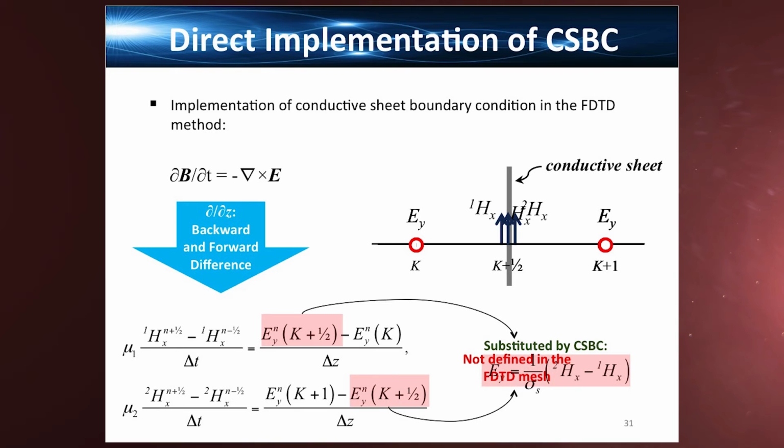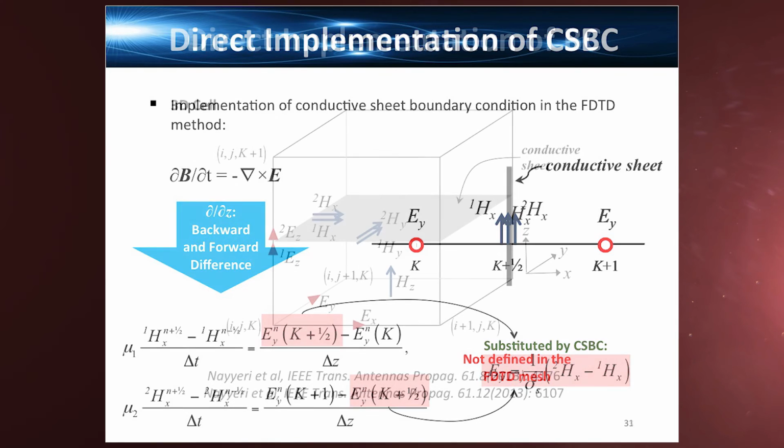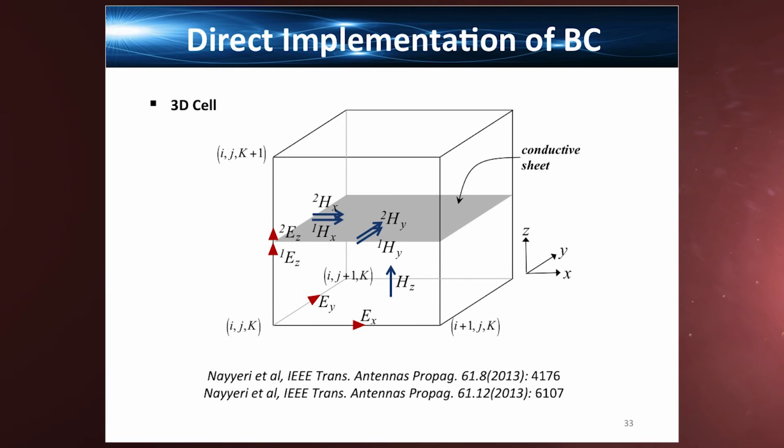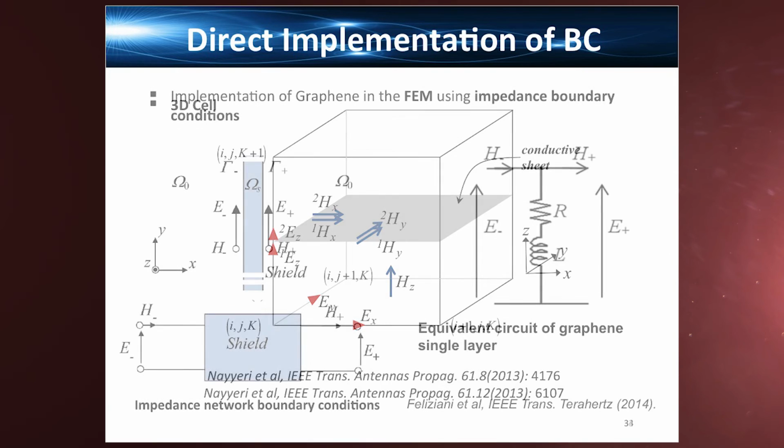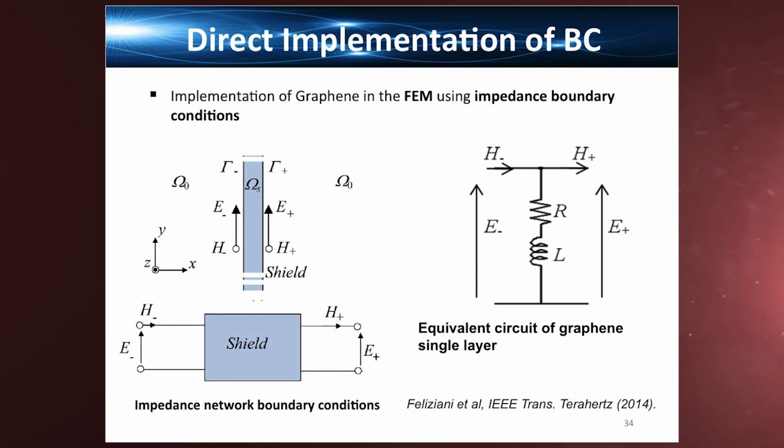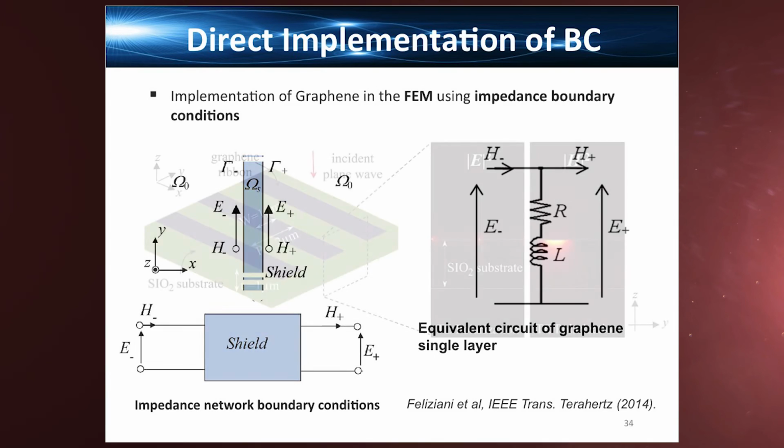And the problem was solved. A similar procedure can be applied for 3D cells, and we have done it and published it in our papers in Transactions on Antennas and Propagation. And recently, Feliciani has done it with the finite element method. He first extracted the equivalent circuit for the conductive sheet boundary condition, and then implemented the equivalent circuit in the finite element method.